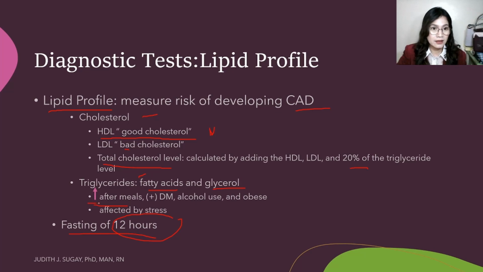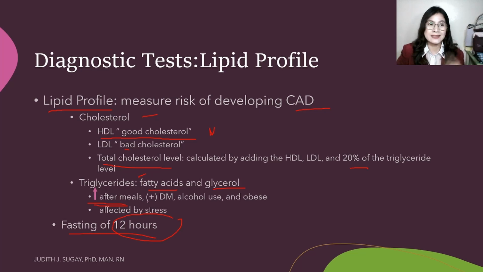Okay, so again, there's fasting, because if you have taken food and you'll have your lipid profile measured, then again, there'll be what? There'll be an increased measurement. So it's not reliable. Okay, with fasting, you can have an accurate result. So triglyceride increases after meals, going back.